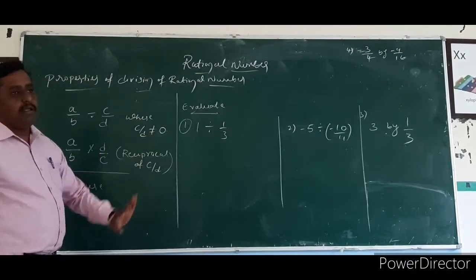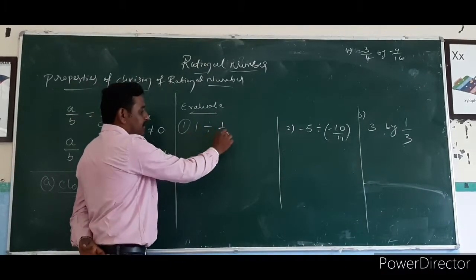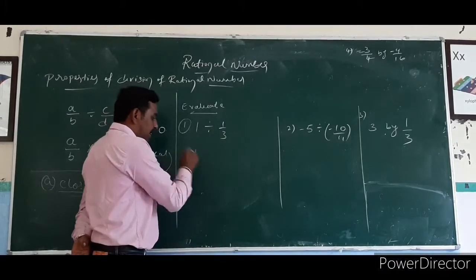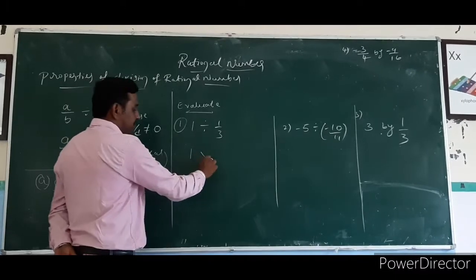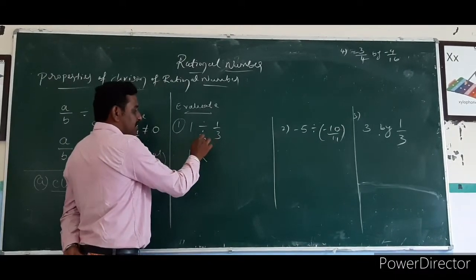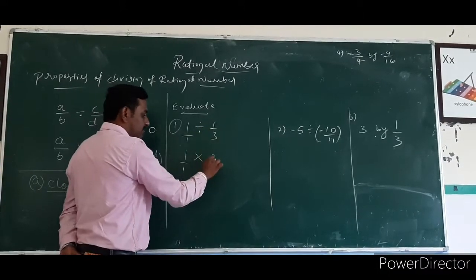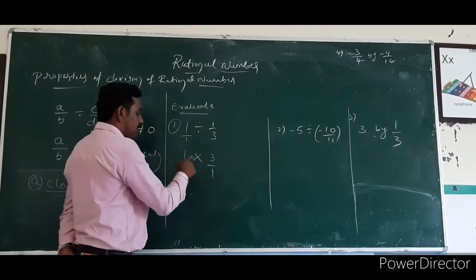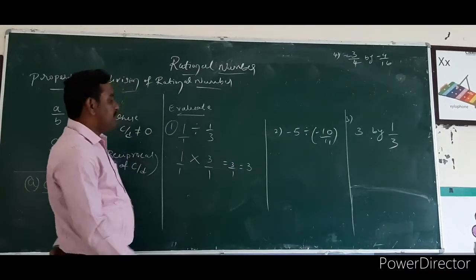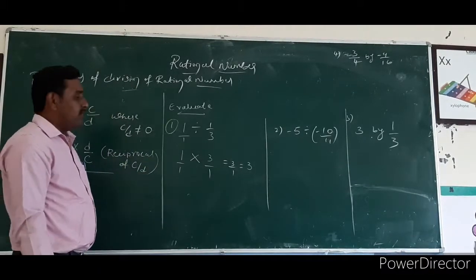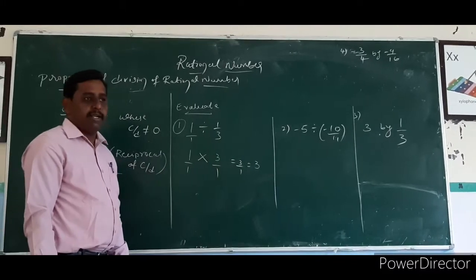So, let's come to the problems part of division. Evaluate 1 divided by 1 by 3. So, 1 you can write as it is. This divide symbol converts into a multiplication symbol. In the next rational number, 3 will go up, 1 will come down. So 1, 1, 1, 3 ones are 3 divided by 1. The answer is 3.